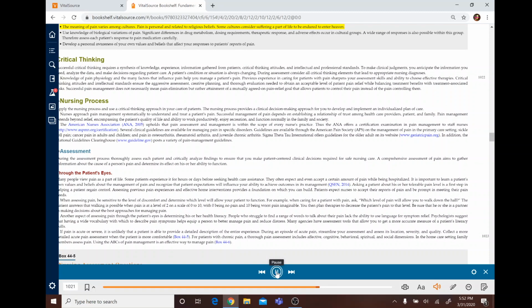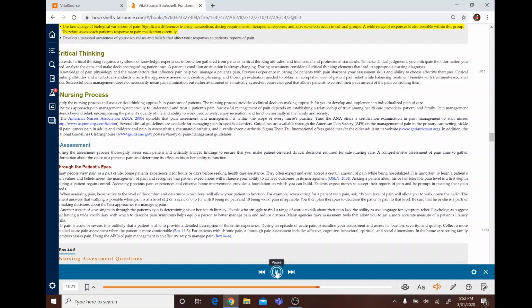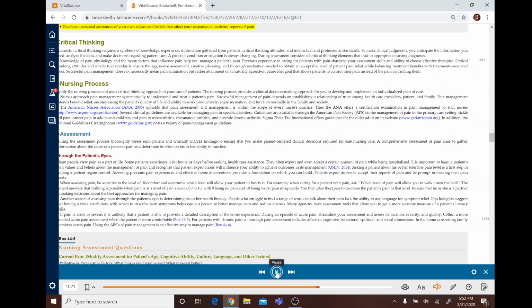Pain is personal and related to religious beliefs. Some cultures consider suffering a part of life to be endured to enter heaven. Use knowledge of biological variations of pain. Significant differences in drug metabolism, dosing requirements, therapeutic response, and adverse effects occur in cultural groups. A wide range of responses is also possible within this group. Therefore, assess each patient's response to pain medication carefully. Develop a personal awareness of your own values and beliefs that affect your responses to patients' reports of pain.